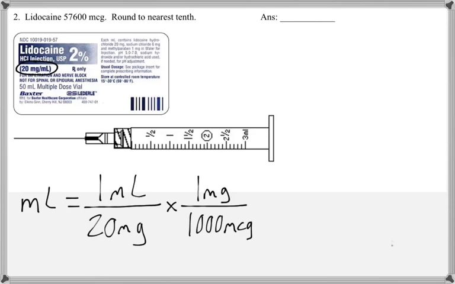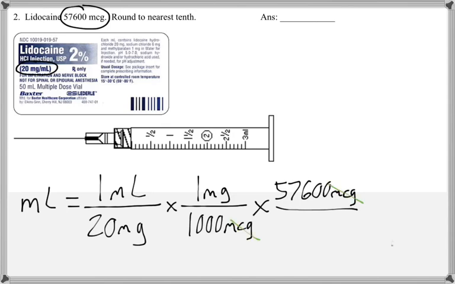Okay, so now that I have micrograms here, now I can multiply by the order. So my order is 57,600 micrograms. So the micrograms will match and cancel, the milligrams will match and cancel, and then the units will match here. And those will be my final units, which is what I want.